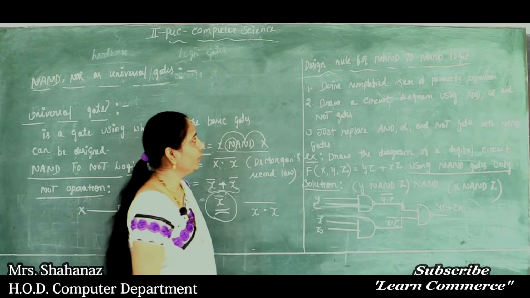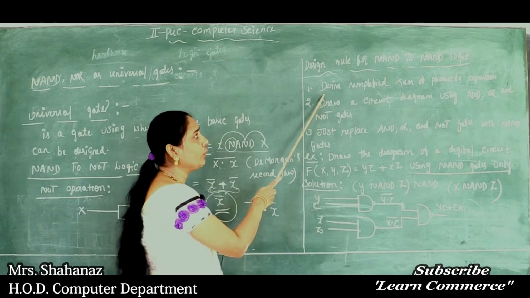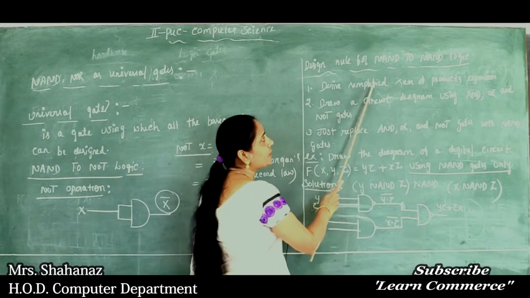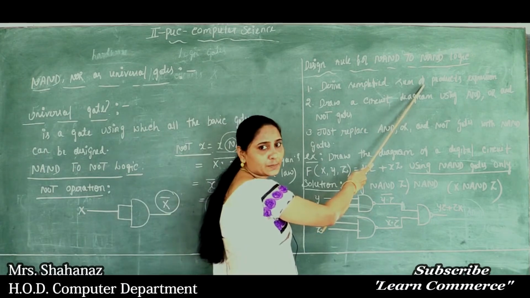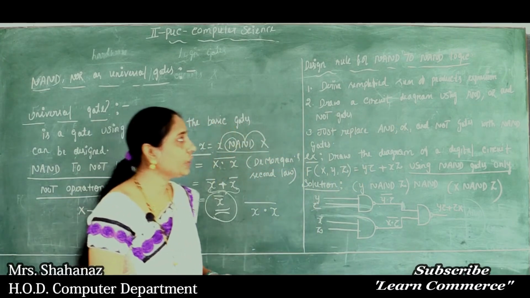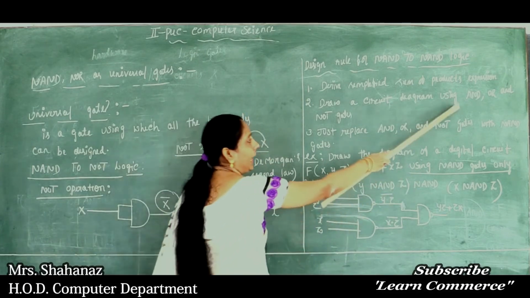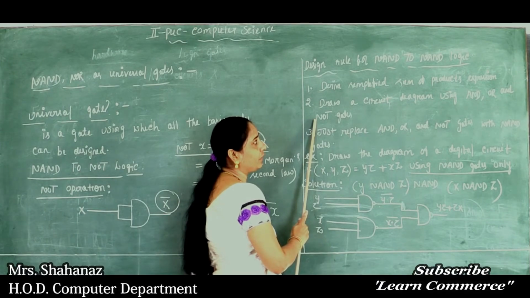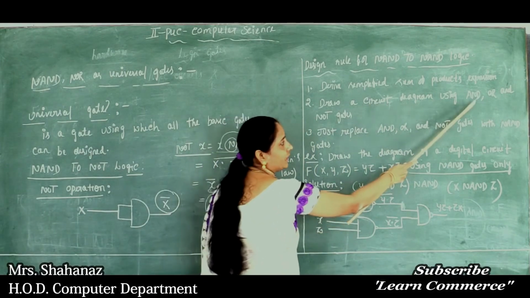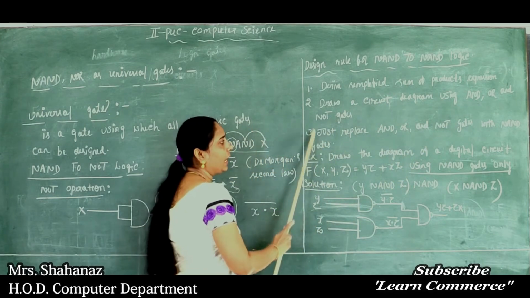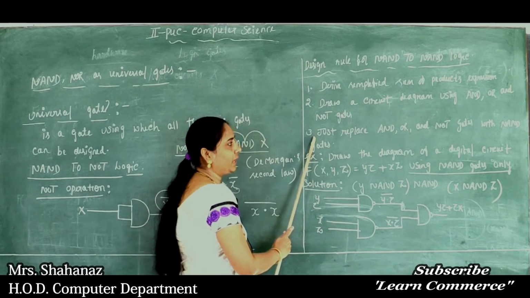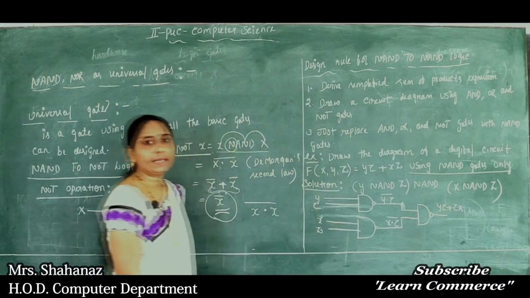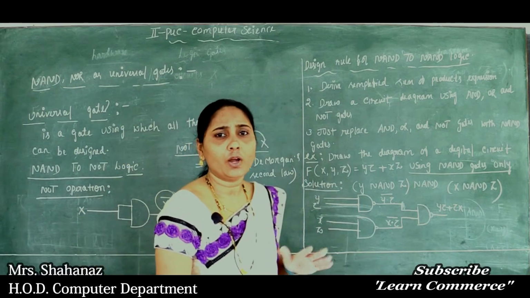Now the first rule, or step 1: derive the simplified sum of products expression. Second, draw a circuit diagram using AND, OR and NOT gates. We need to draw the gates in a circuit diagram, using the AND gate, OR gate and NOT gate. And later step 3, just replace the AND, OR and NOT gates with the NAND gate. Clear this point?